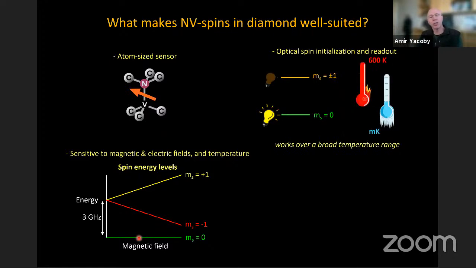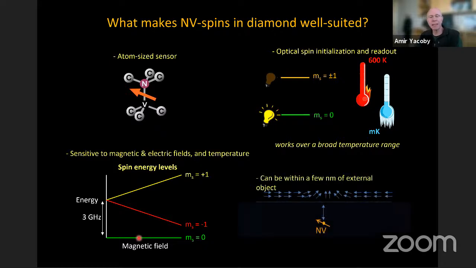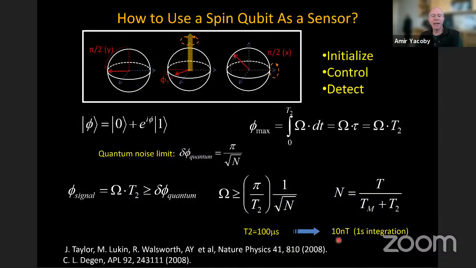Another very nice advantage of this system is that it is operational at any temperature. Diamond doesn't change much as we change the temperature from millikelvin temperatures to above room temperature. And ultimately, the sensitivity, at least for the applications that I'll be talking about today, the spatial resolution of this technique will be determined by the distance between the defect to the material of interest. So that will motivate us to bring this defect as close as possible to the object under study in order to gain spatial resolution. So what makes this defect a quantum sensor?